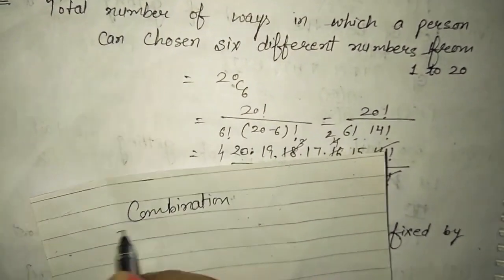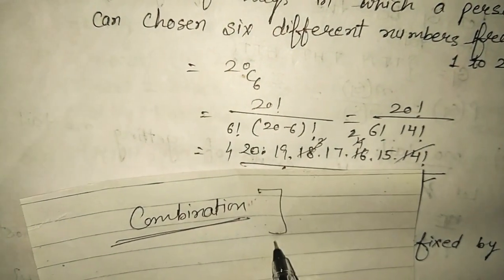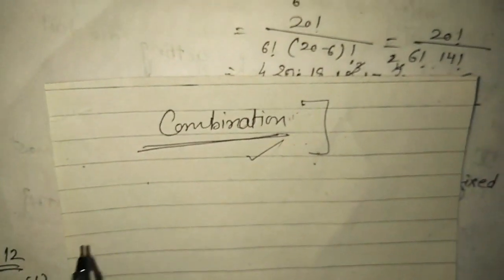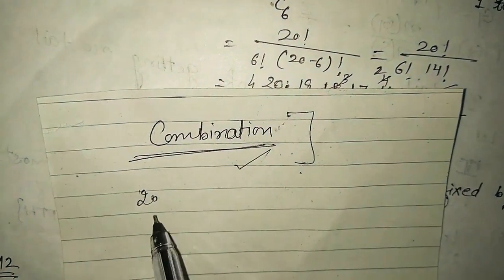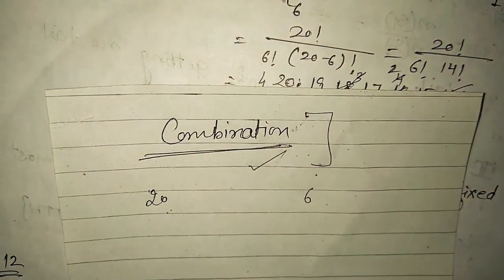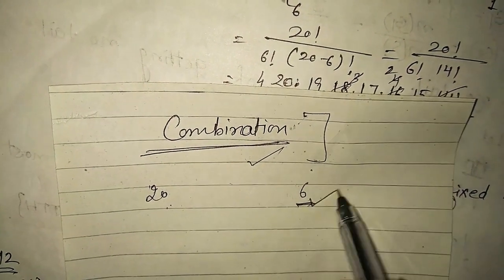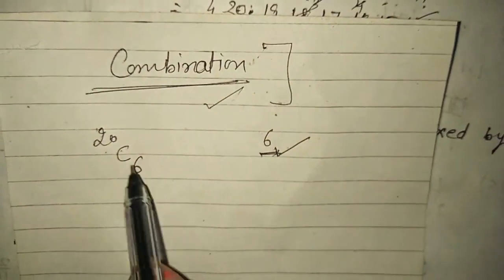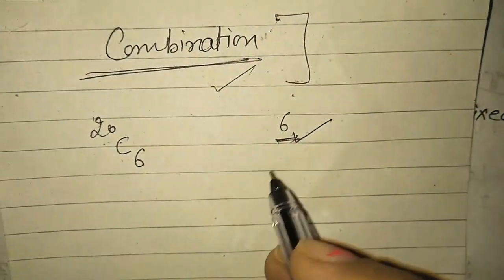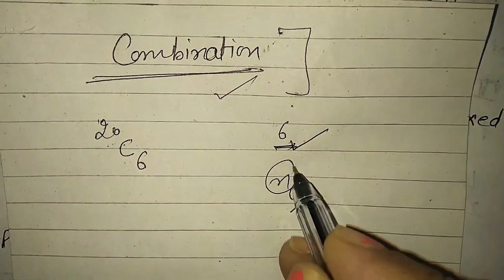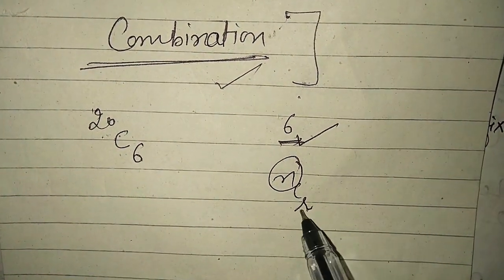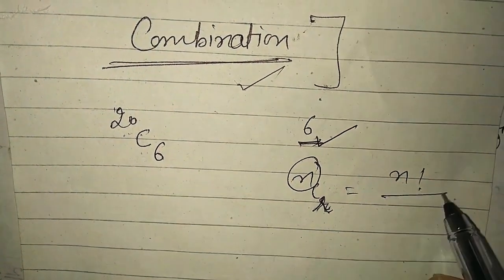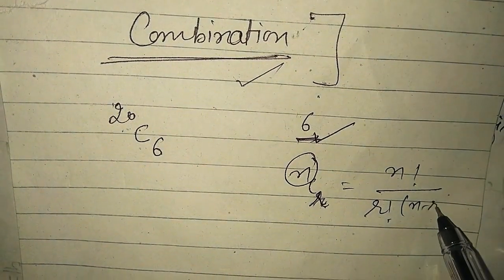We will discuss this topic in the permutation and combination chapter, but here we will discuss a minor thing. Suppose there are 20 students in your class, and we want to select only 6 students. Then we will use the formula 20C6. This is the formula of nCr, where n is the total number and r is what we want to choose. What is the formula? n factorial upon r factorial into (n minus r) factorial.